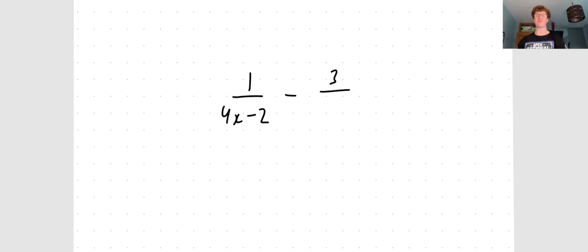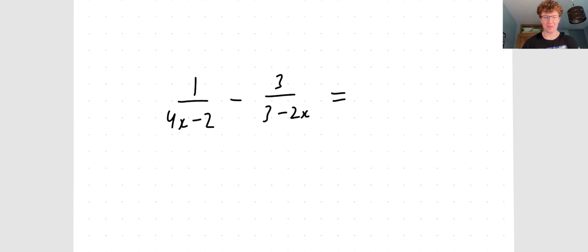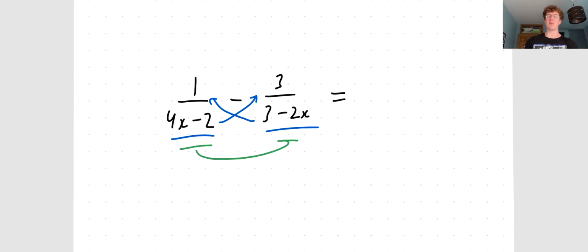All right. Third thing, algebraic fractions. An example would be something like 1 over 4x minus 2 minus 3 over 3 minus 2x. Now, the idea here is we want to simplify this expression. How do we do that? We want it as one fraction. So what we always do is we multiply these across, the guys on the bottom. That was a terrible way of explaining it. No, okay, scrap that. Start again.